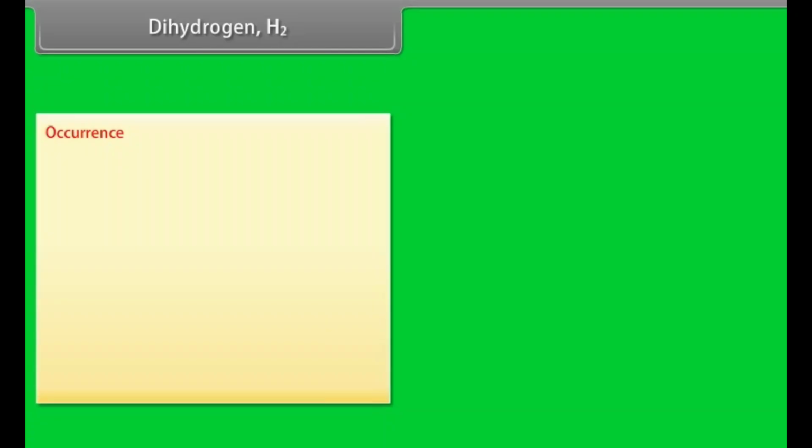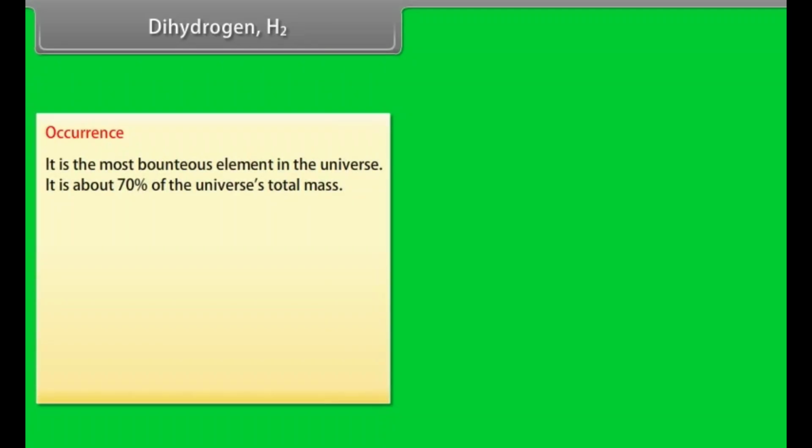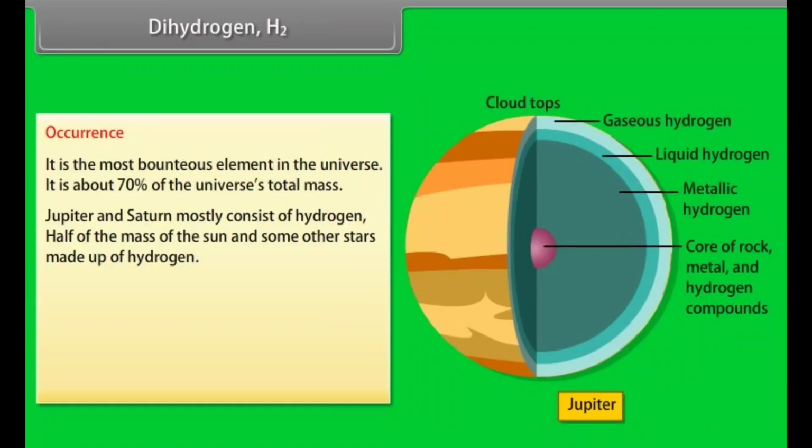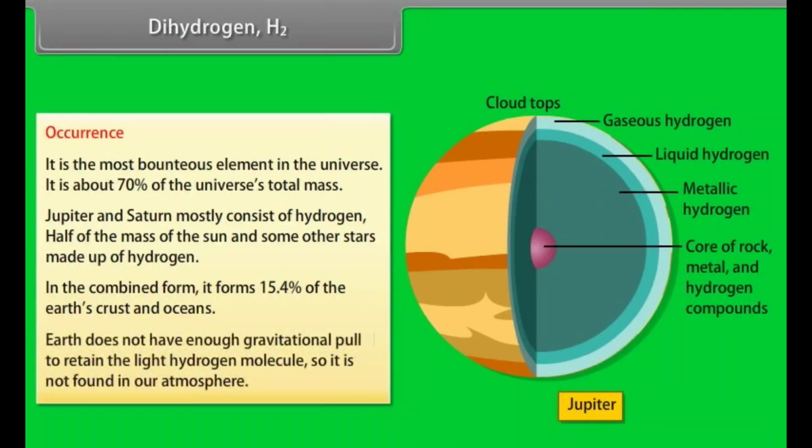Dihydrogen, H2. Occurrence. Dihydrogen is the most abundant element in the universe. It has about 70% of the universe's total mass. Jupiter and Saturn mostly consist of hydrogen. Half of the mass of the Sun and some other stars is made up of hydrogen. In the combined form, it forms 15.4% of the Earth's crust and oceans. Earth does not have enough gravitational pull to retain the light hydrogen molecule, so it is not found in our atmosphere.